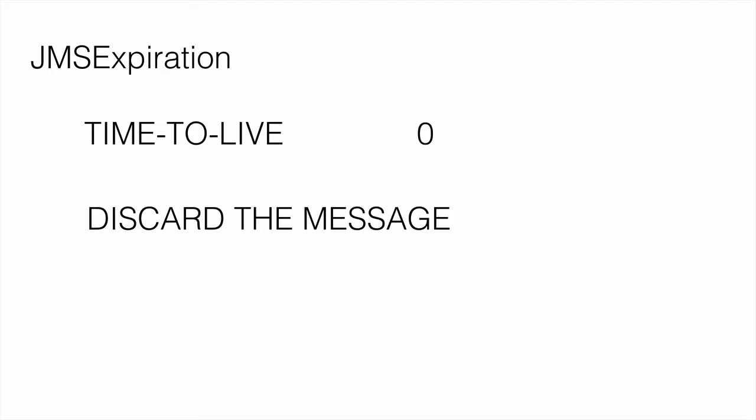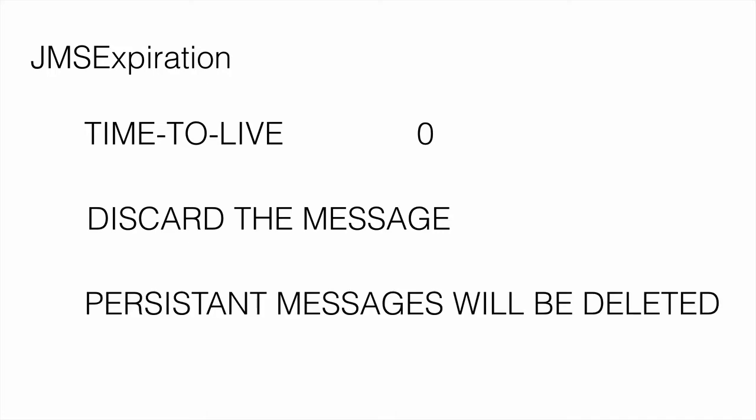JMSExpiration, as the name itself says, this header field specifies the expiration time or time to live value for a message. If the value is set to 0, the message will never expire. When a message does expire, the JMS provider typically will discard the message. Also, any persistent messages will be deleted based on the expiration values.